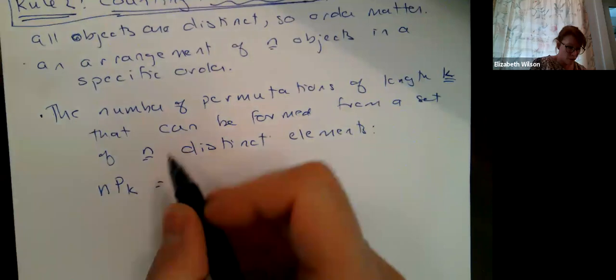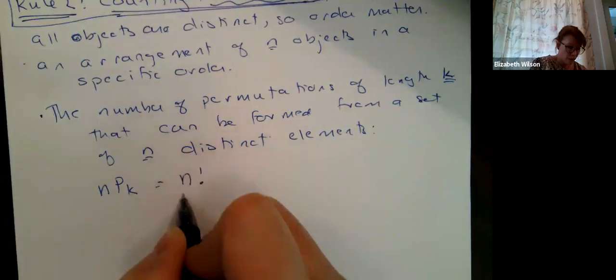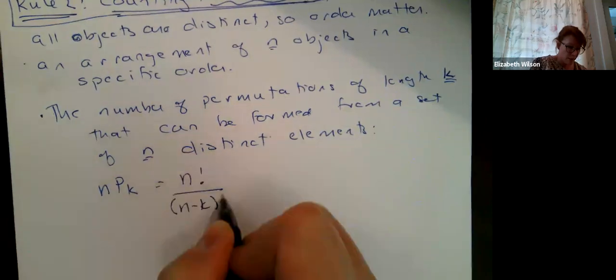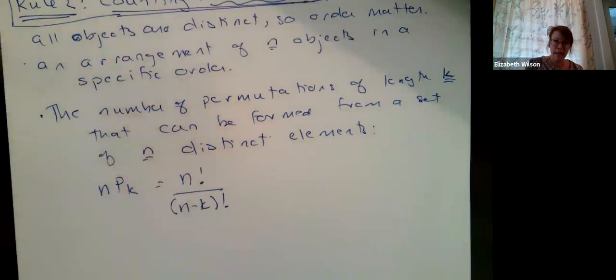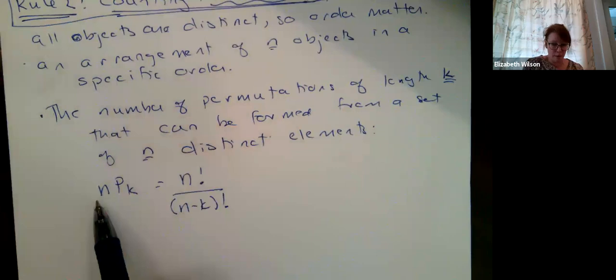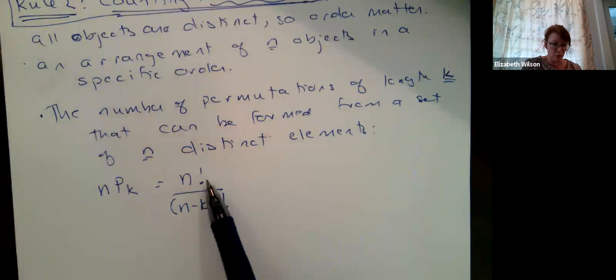This is a formula: n factorial all over n minus k factorial. Now I want to say n is the larger number. Okay, so say I have 4 total and I want to arrange them into a length of 2. So I would have 4 factorial all over 4 minus 2 factorial, and I'd multiply it out and divide it.